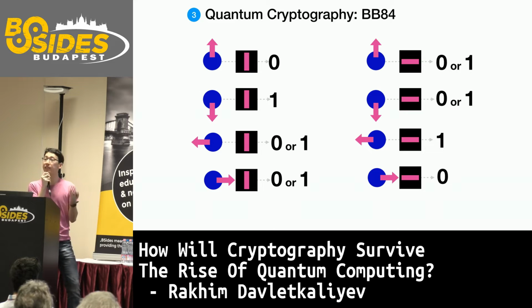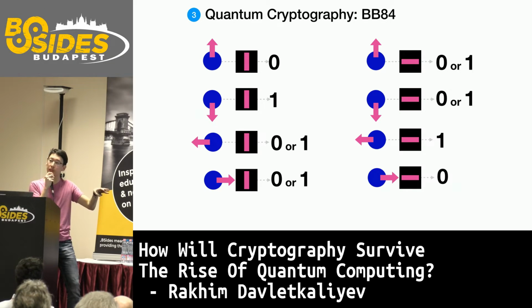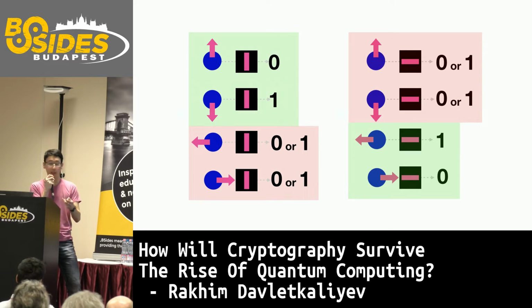And you have detectors to detect what position it is in. If you use the correct detector, like if you have an up or down photon and you use the vertical detector, you get the correct answer: 0 for up, 1 for down. But you also have a horizontal detector. And if you use the horizontal detector on the vertical photon, you get a random answer, 0 or 1. So you basically have the correct detector for a photon and the incorrect detector for a photon.